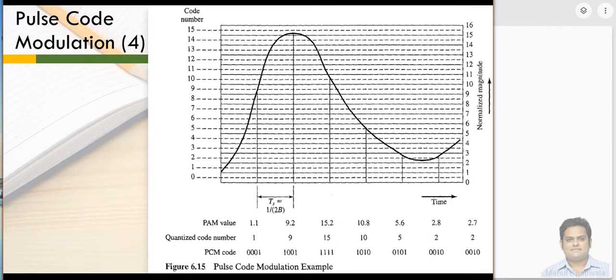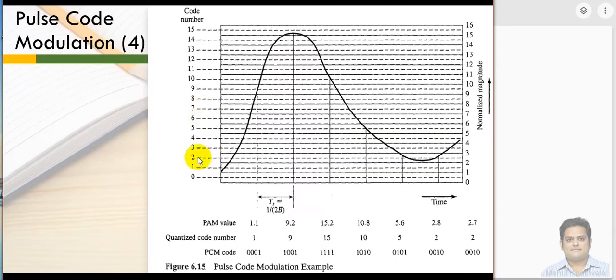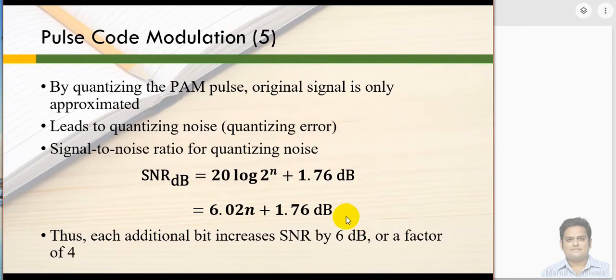We are just going to continue our discussion on PAM. By quantizing the PAM pulse, the original signal is only approximate. This is what we are doing: we are trying to approximate. We are not going to keep the accurate figures; instead we are approximating. So here the approximation takes place. For example, 10.8 can be converted into 10. This is how we provide the approximation.